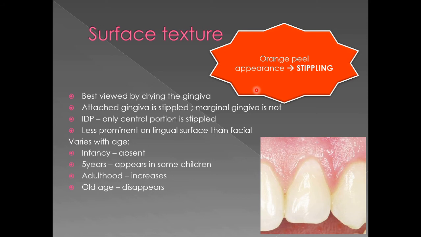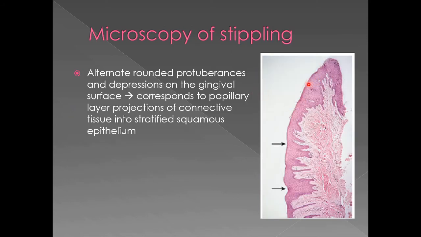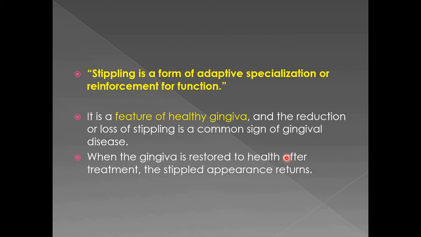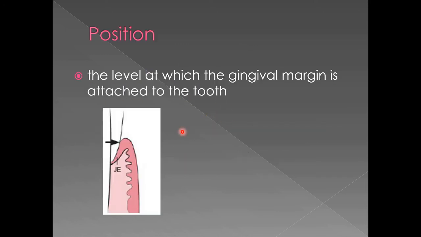So this is mainly because of the alternate elevations and depressions of the gingival epithelium, which corresponds to the underlying elevations of the rete pegs and also the connective tissue papilla that projects into the epithelium. So this occurs on the surface as elevations and depressions. So that is clinically called stippling. So this is a form of adaptive specialization and reinforcement for function. This is a feature of a healthy gingiva.